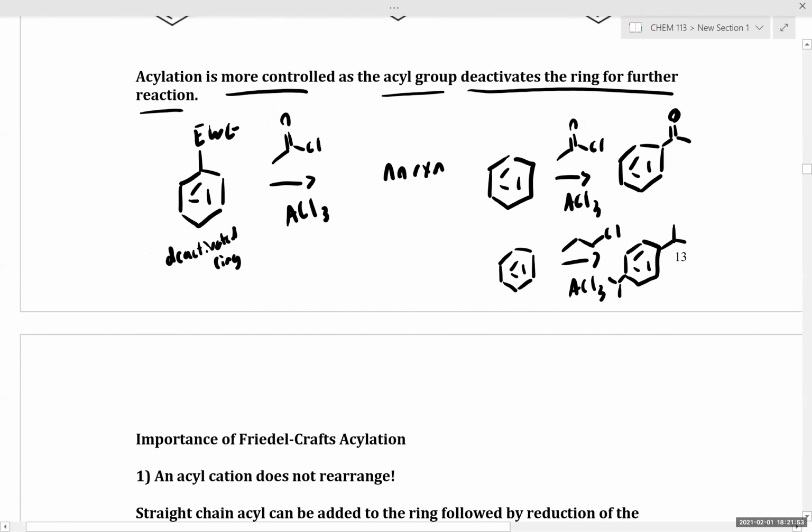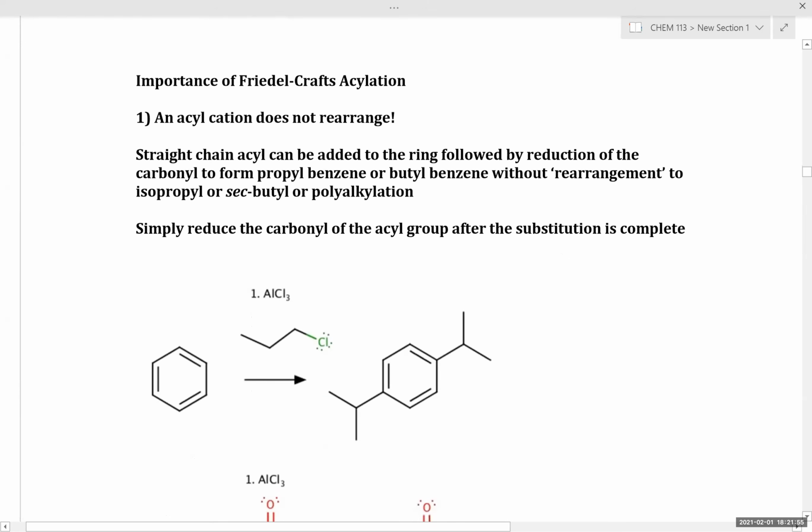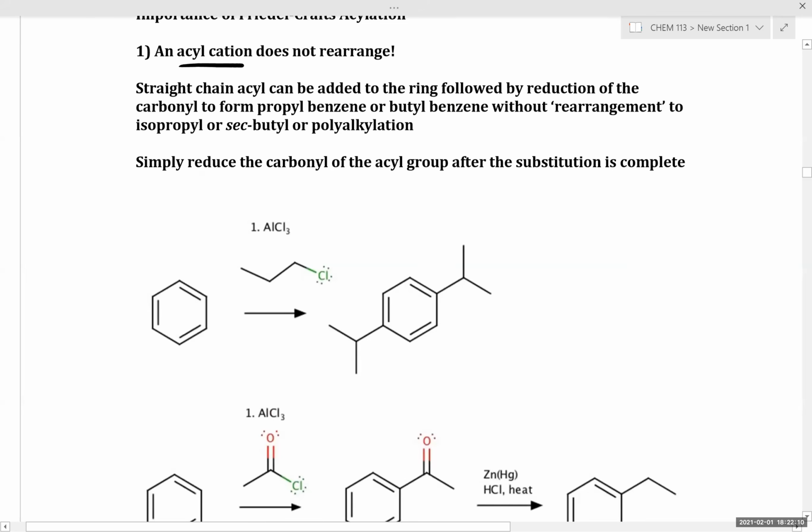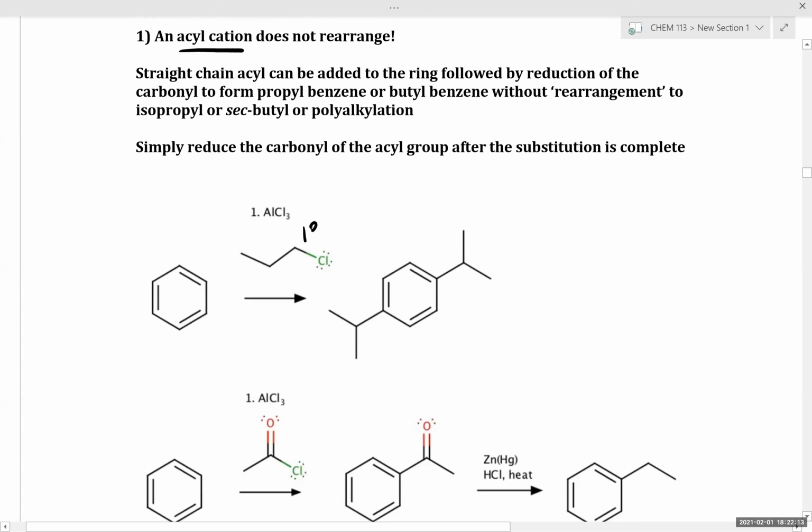Okay, perfect. Now, there are a few other benefits for the Friedel-Crafts acylation. One, the acyl cation doesn't rearrange. So if we try to run alkylation using this primary alkyl chloride, we're primarily going to get reaction at the secondary position, and we also see polyalkylation. So these are the two hallmark issues with Friedel-Crafts alkylation.